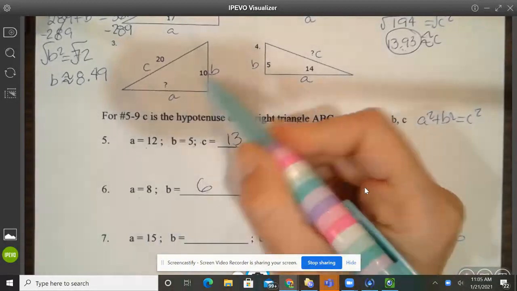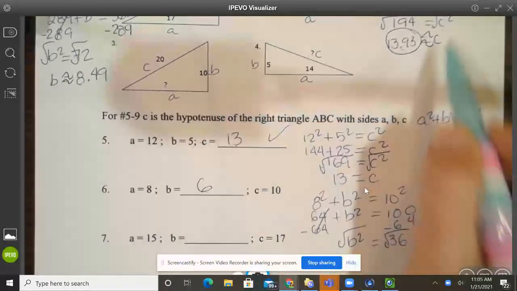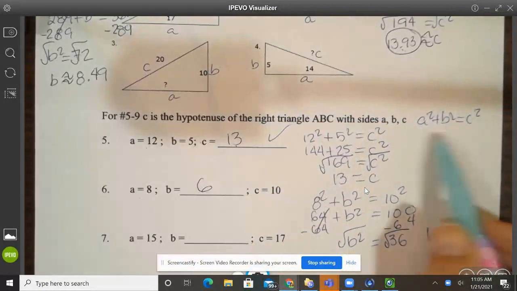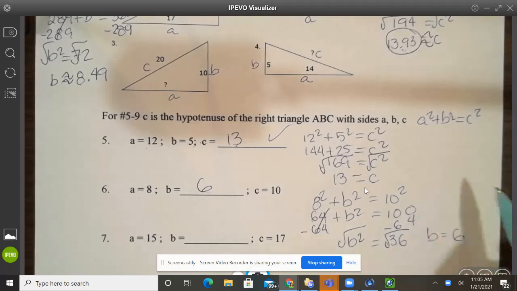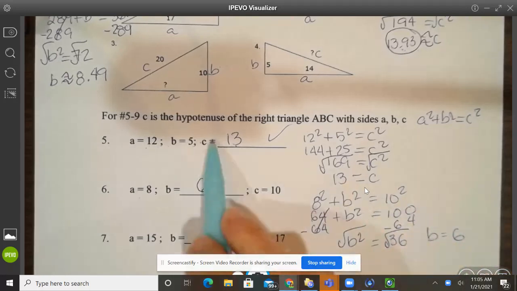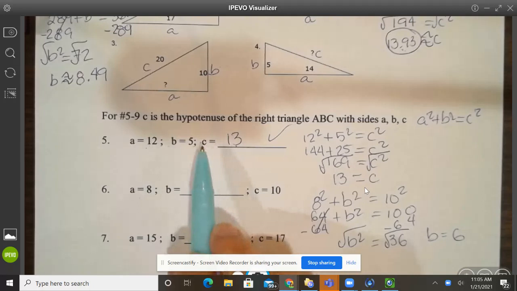Okay, so these are interchangeable, A and B. It doesn't matter because addition is commutative. So 2 plus 3 is 5 and 3 plus 2 is 5. So it's the same thing. Now, the one that you have to be careful with is C. Where are you going to put that one, right?